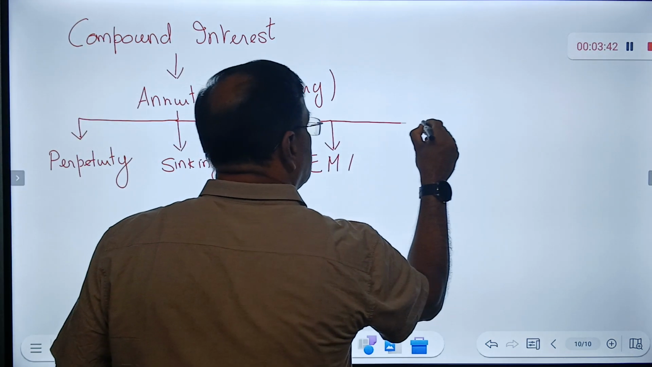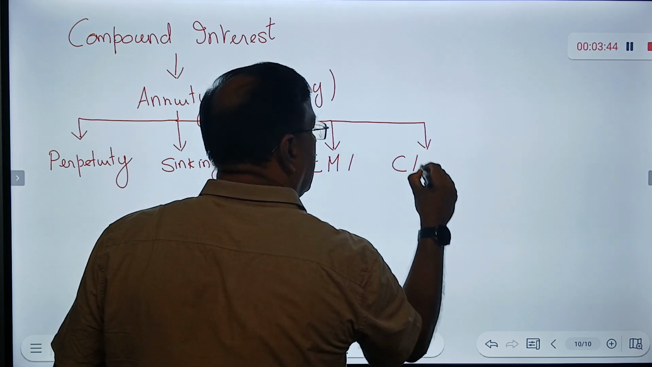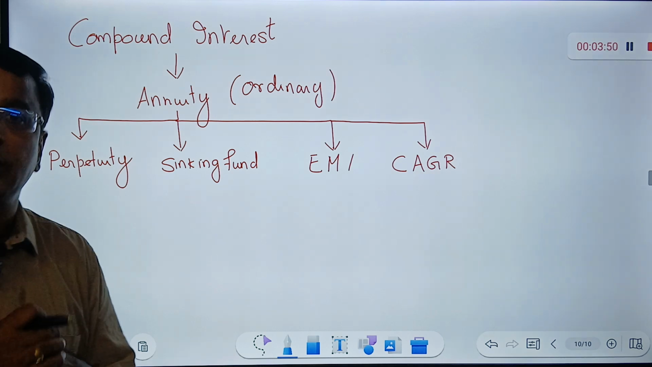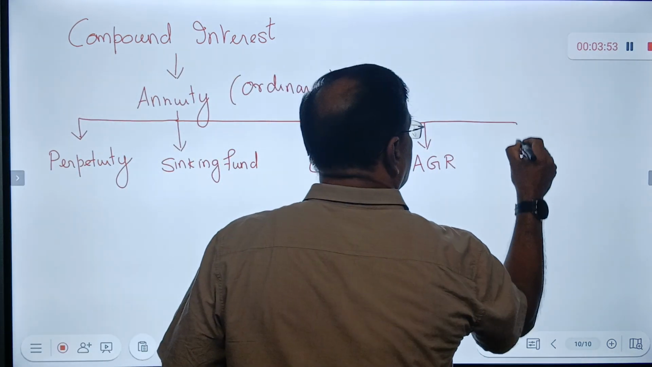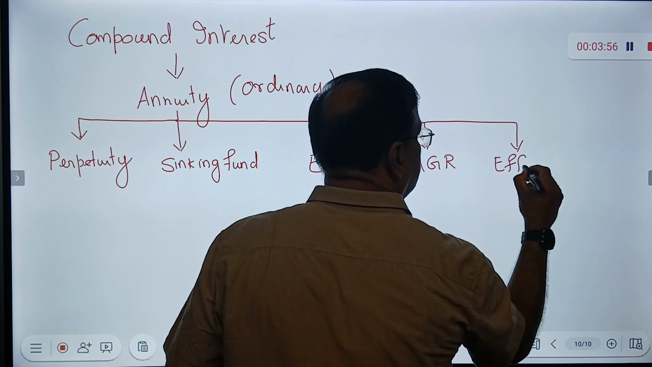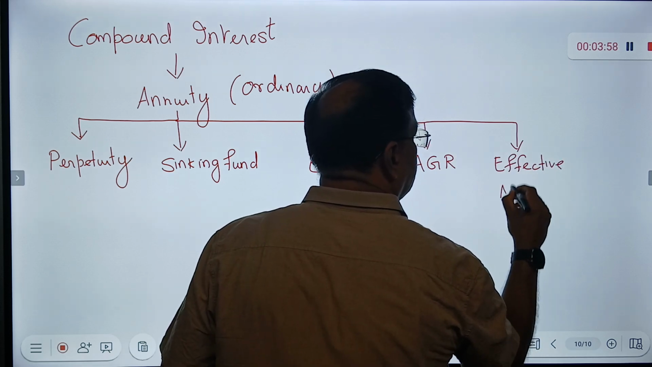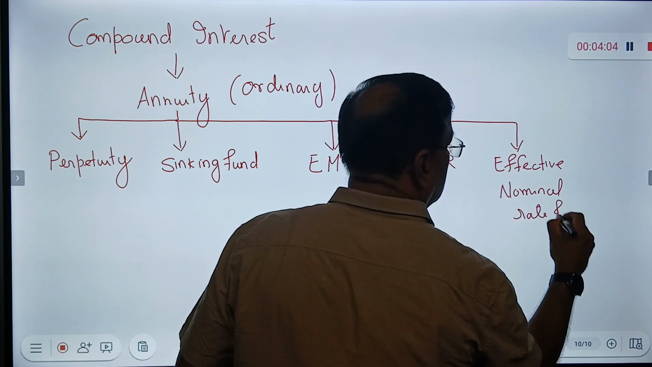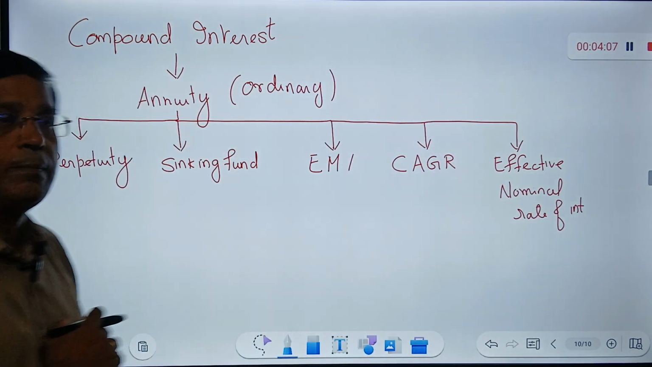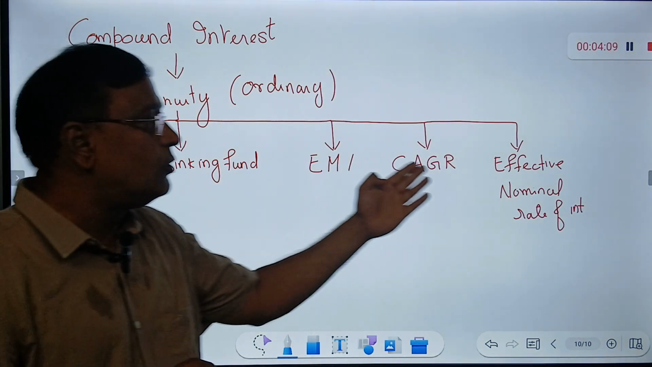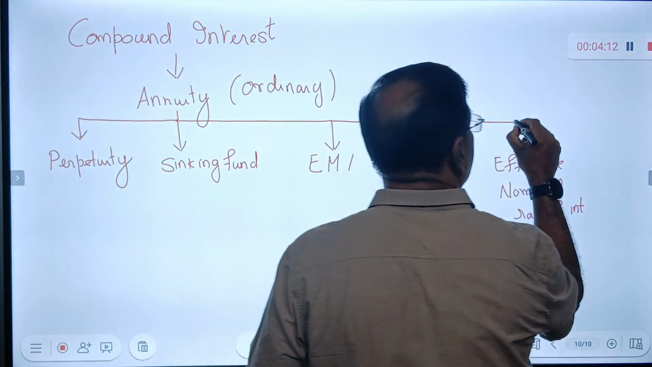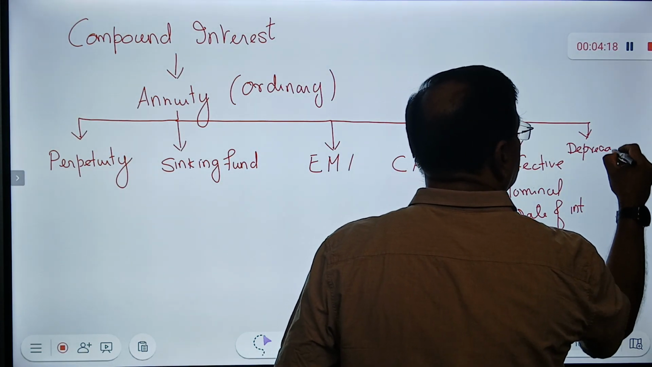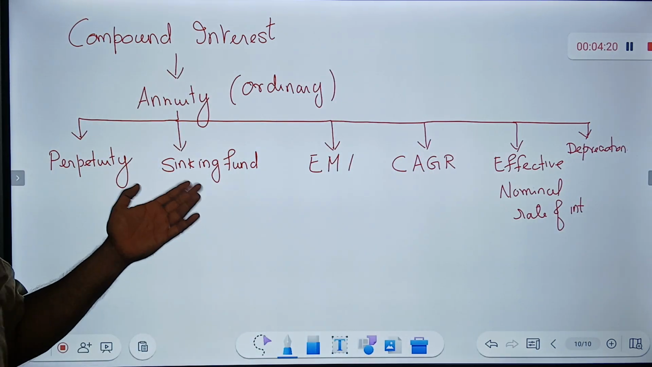Now, if you put some other condition, you have compounded annual growth rate. And you also come across effective and nominal rate of interest. So these are the topics that I am going to do under financial maths. Of course, there's one more topic where we talk about depreciation. So all these are effectively annuity.